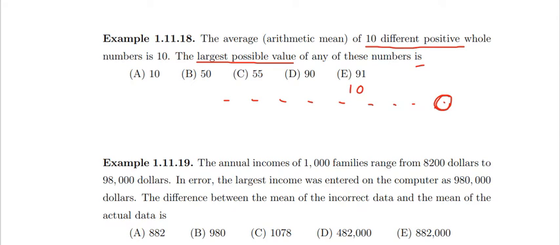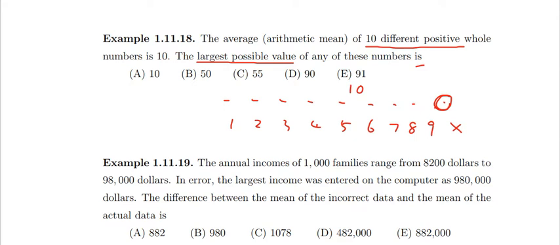So just 1, 1, 1, 1, 1, 1, 1, 1. But here those 10 numbers are different. So we pick the other numbers as small as possible, just 1, 2, 3, 4, 5, 6, 7, 8, 9. Then this number. Okay, so the average is 10, right? So the 10 numbers' average is 10. So what is the x number?